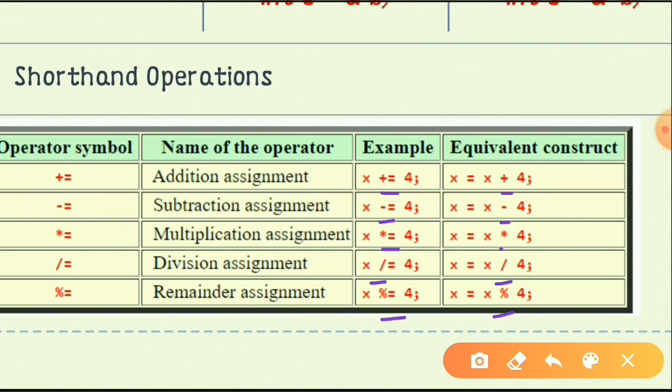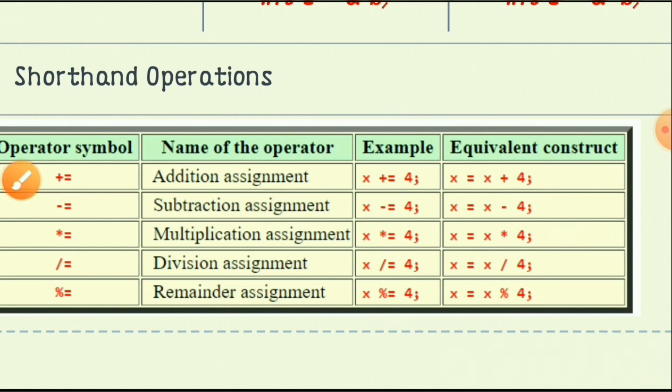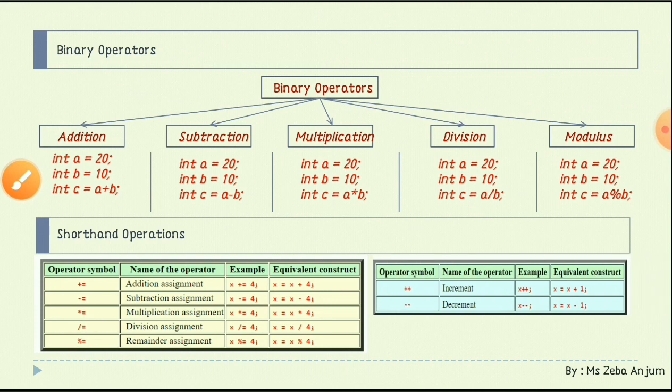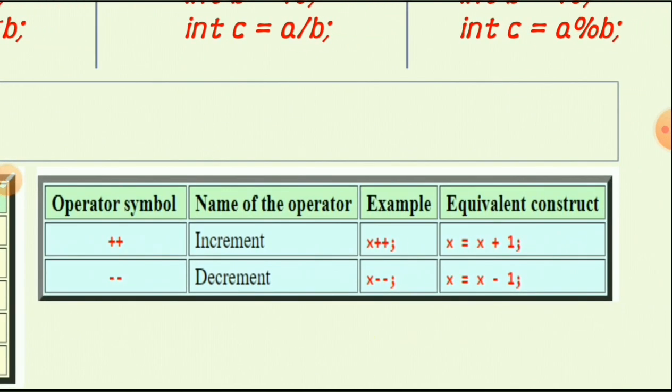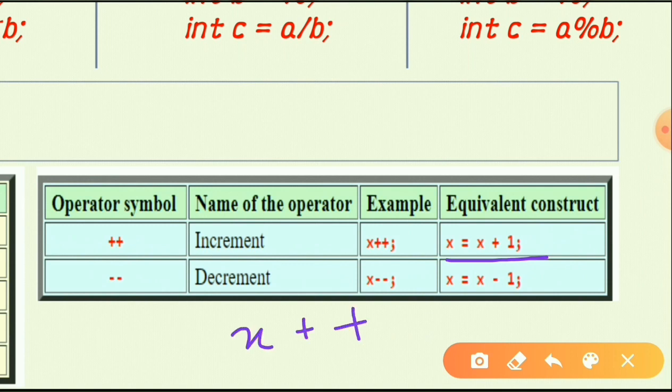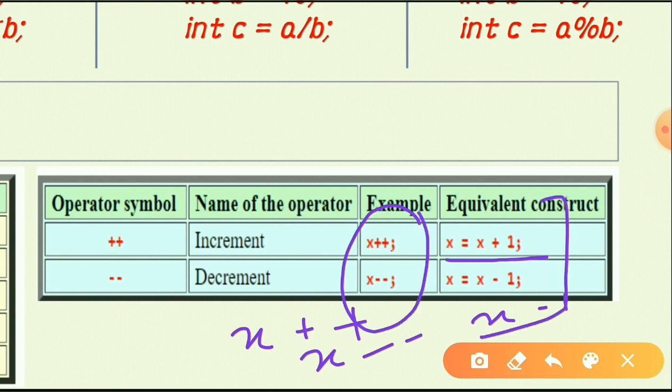I think this concept is very clear and very simple for you all. Now see, one more thing: we have increment and decrement operators that we learned before in unary operators. If we write x equals x plus 1, then we can write it as x plus plus. Or if you have x minus 1, then we can write it as x minus minus. So these are your shorthand notations for these kinds of expressions. Please remember this.